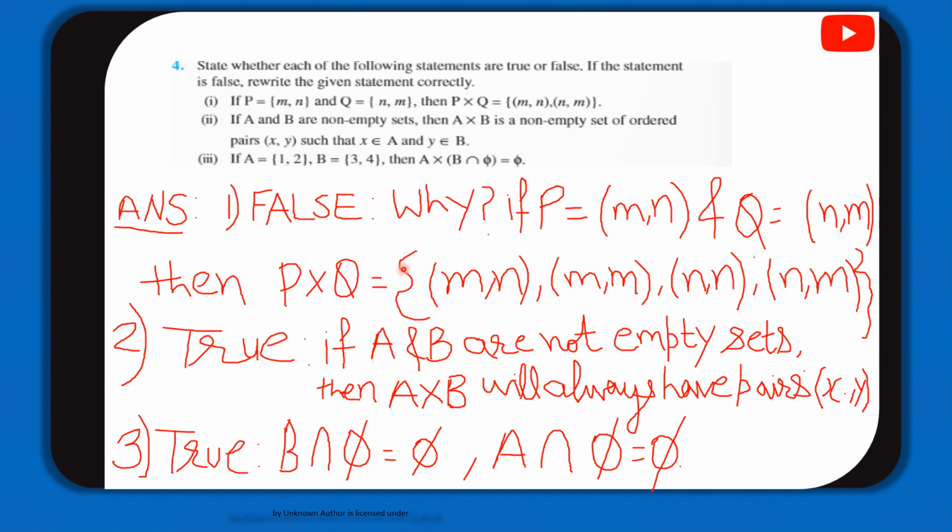Okay. The next, third: if A is equal to {1, 2} and B is equal to {3, 4}, then (A multiplied by B) intersection empty set is equal to empty set. B intersection empty set: B is {3, 4} and the empty set is empty, so they have no common elements. So B intersection empty set is equal to empty set. And this multiplied by A, this will become empty set. Sorry, this is A multiplied by empty set, which is equal to empty set. Okay. Let's go to the next question.